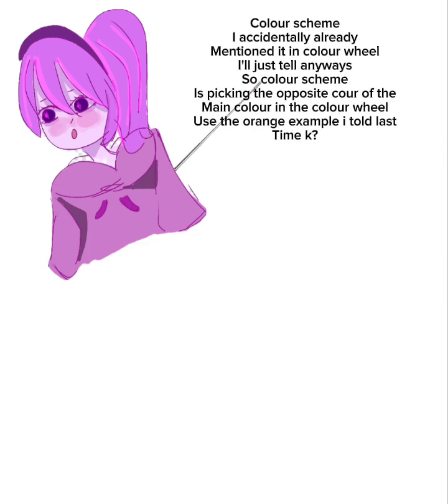Color scheme. I accidentally already mentioned it in the color wheel, but I'll just tell it anyways. So color scheme is picking the opposite color of the main color in the color wheel. Use the orange example I told you last time.